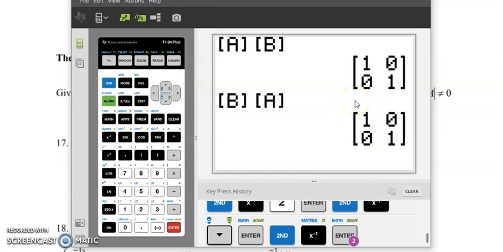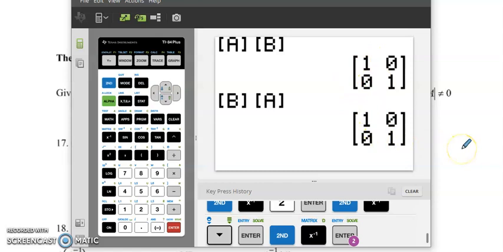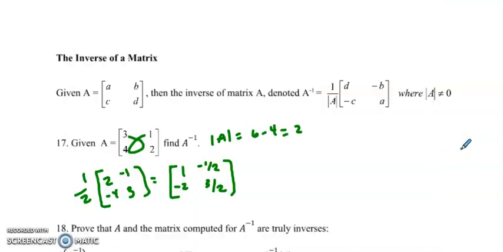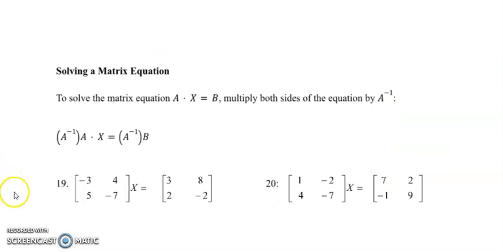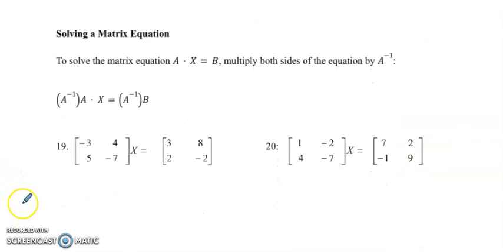So we've now proved that we have inverse matrices, because when we multiply in both directions, we get the identity matrix. Okay, so moving onward, we're going to wrap up this lesson by just solving a matrix equation. This kind of incorporates a lot of the skills that we've learned so far, a lot of the properties of matrices and operations you can do with matrices.